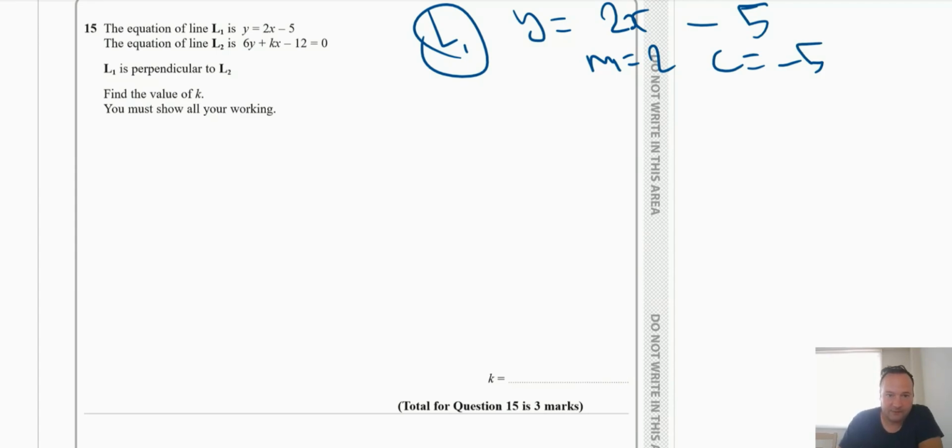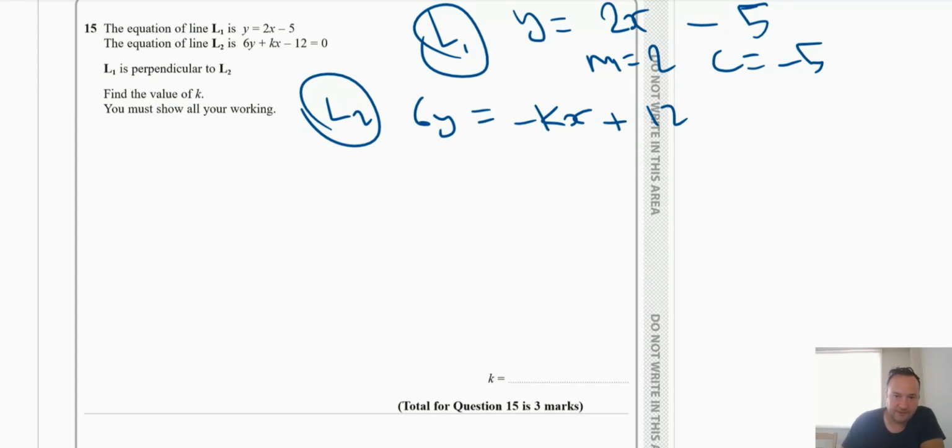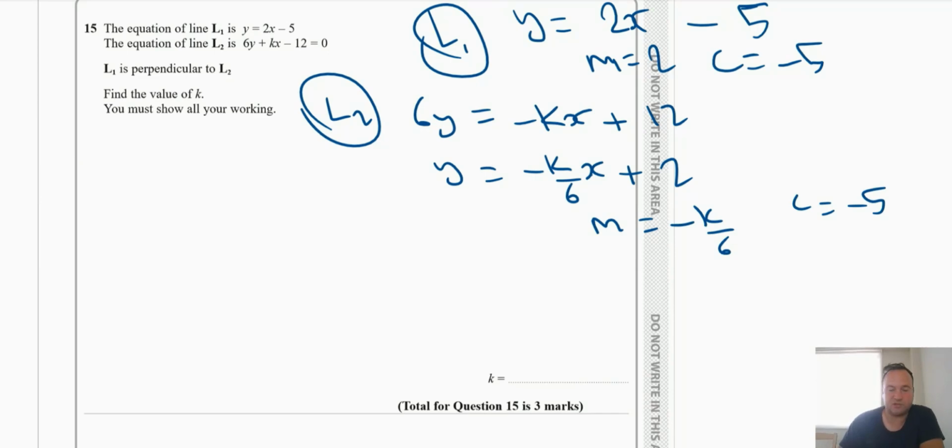Now for L2, we need to do a little bit more work, because we need to rearrange this equation and make y the subject. So the kx and the minus 12 need to go on the right-hand side. So this means that 6y is going to be equal to minus kx plus 12. Dividing both sides by 6 means that y is going to be equal to minus k over 6 x, plus 12 divided by 6, which is 2. So we can see from this that the gradient of L2 is going to be minus k over 6, and the y-intercept is equal to, sorry, plus 2.